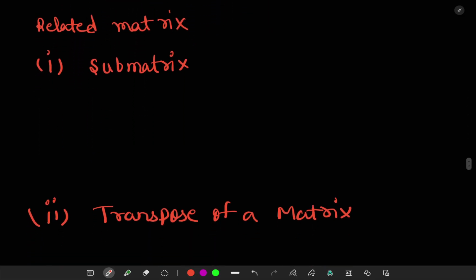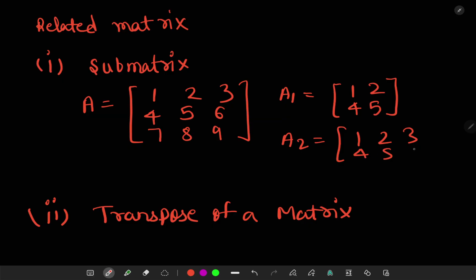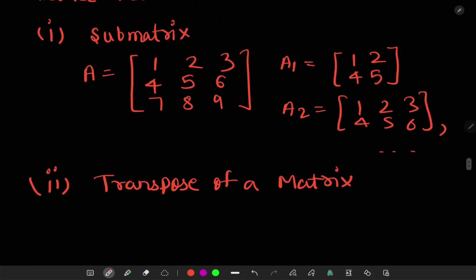Now related matrix. Related matrices are of two types. First is submatrix. For example, if a matrix A is equal to this, the submatrices of A are these, and so on. Here this is called a submatrix.